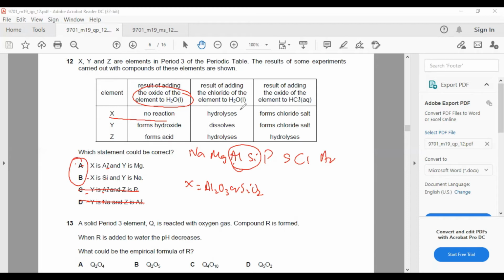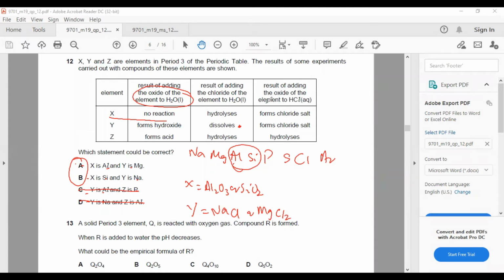Chlorides with water. Result of the chloride of the element with water. Y dissolves. Only two chlorides dissolve, maybe NaCl or MgCl2. These are the only ones which dissolve. It means here it is Mg, here is Na. So we have to read the third one.